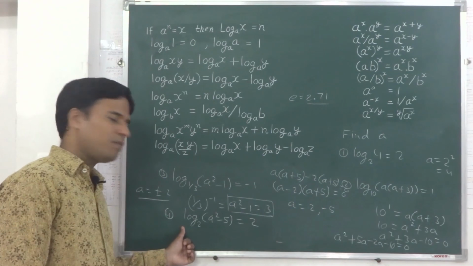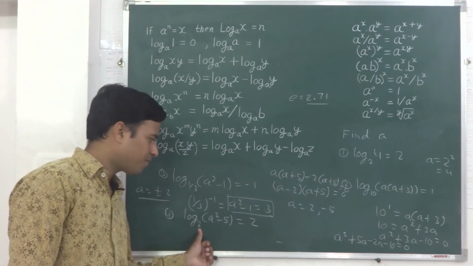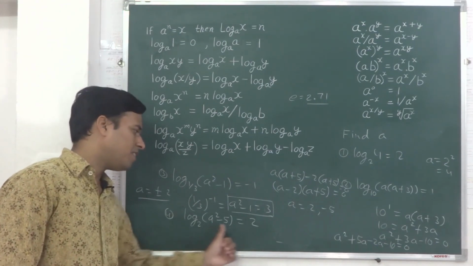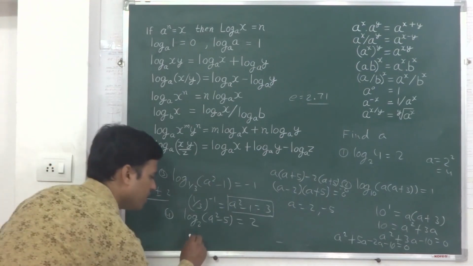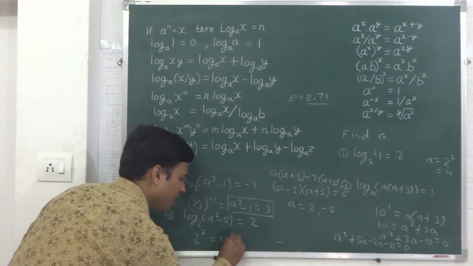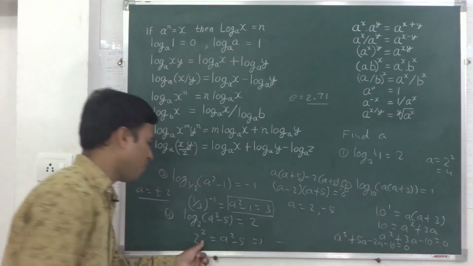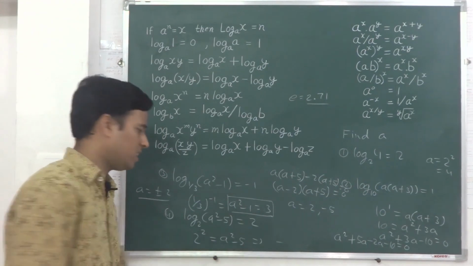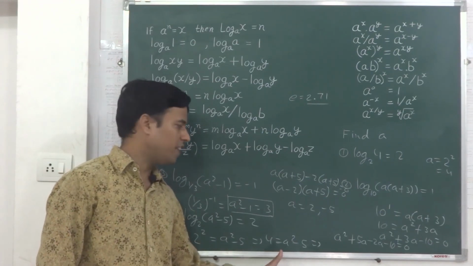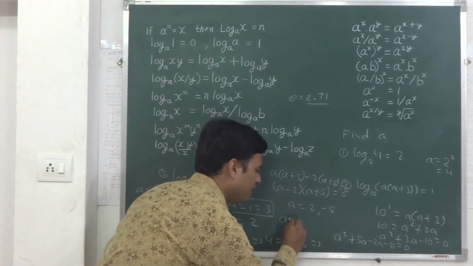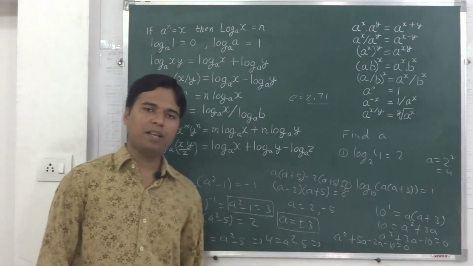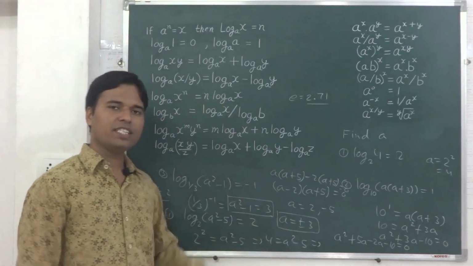In the fourth problem, the base is 2, the value is a square minus 5, the power is equal to 2. So having base 2, the power is 2, then we would get the value a square minus 5. 4 is equal to a square minus 5. A square is equal to 4 plus 5, so a square is equal to 9. So a value is equal to plus or minus 3. These are the simple problems which can be solved using these formulas.